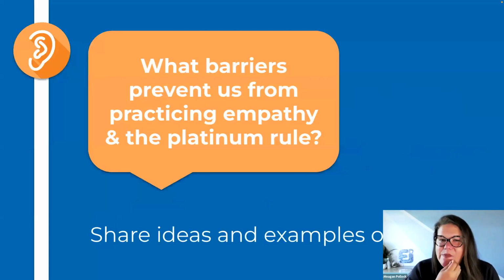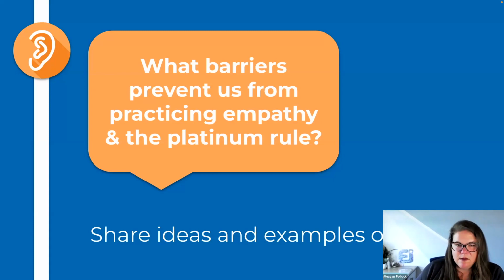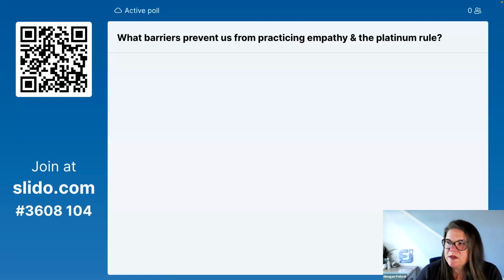So what barriers, this is a conversation for us, what barriers prevent us from practicing empathy? And I'll add in the asset mindset. So what barriers prevent us from practicing asset mindset, empathy, and the platinum rule? What do you think? So you can unmute, you can contribute on the poll.